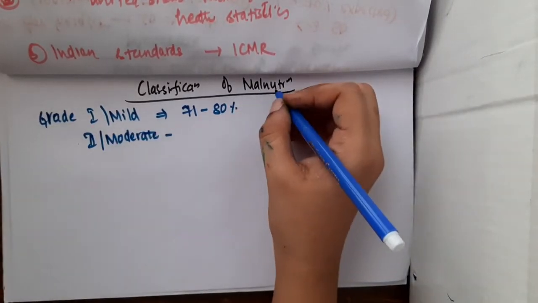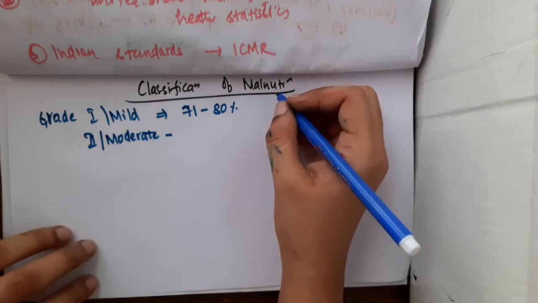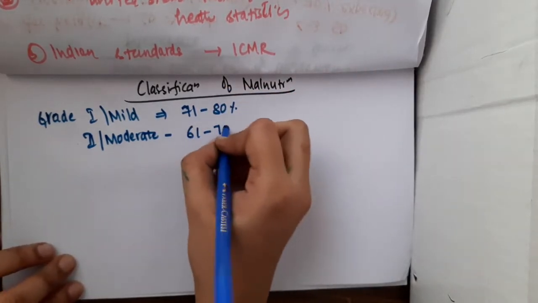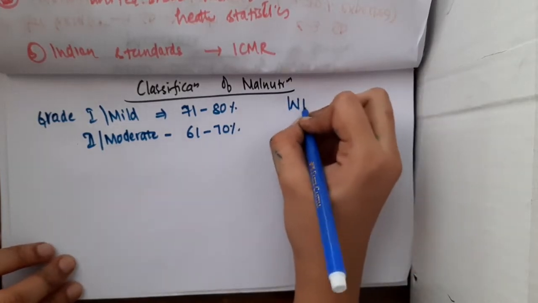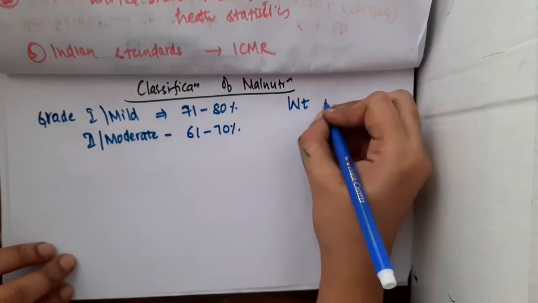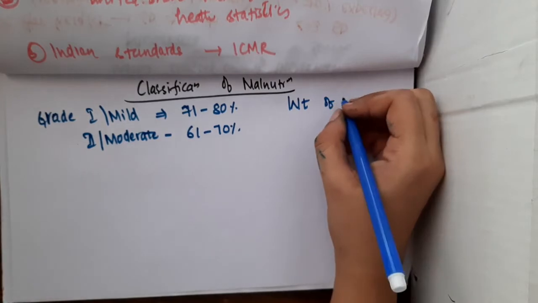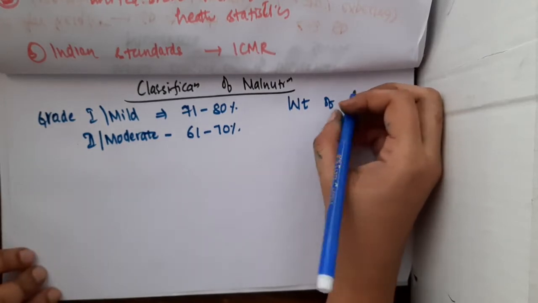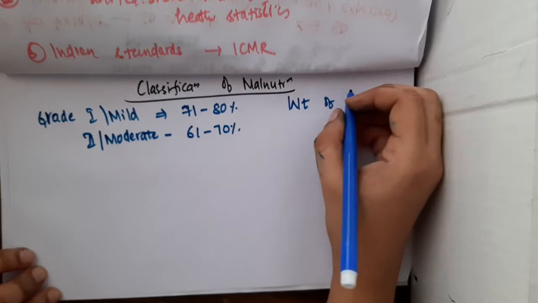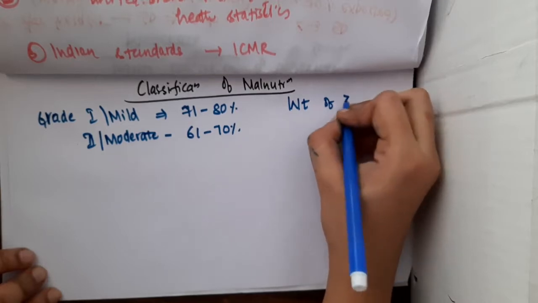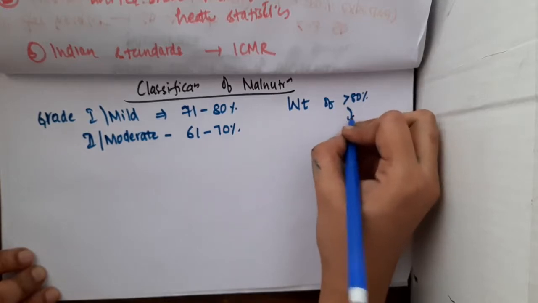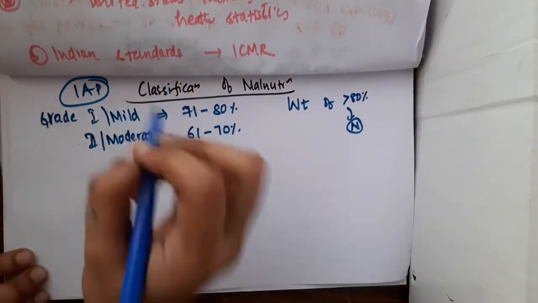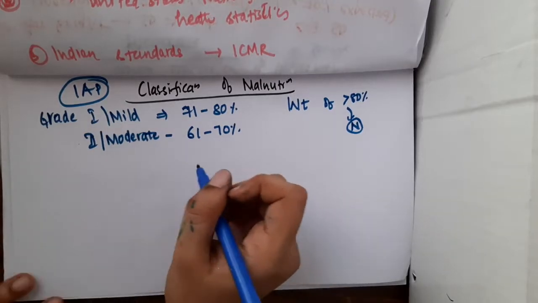when the weight for age is around 61 to 70%. This is based on weight of the child; more than 80% is considered to be normal. This is actually the IAP classification, Indian Academy of Pediatrics classification.